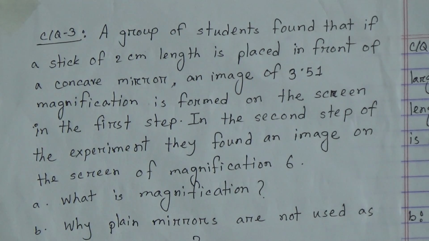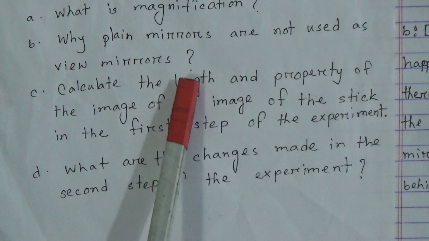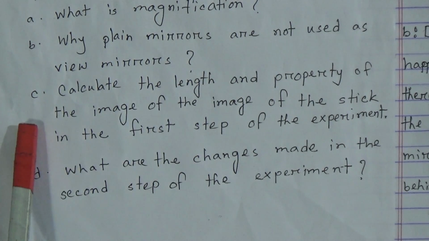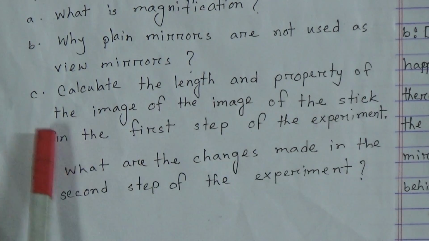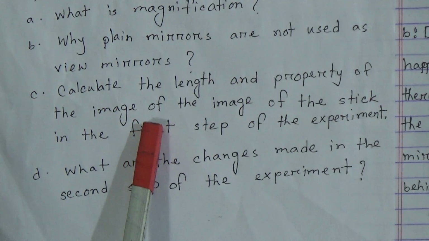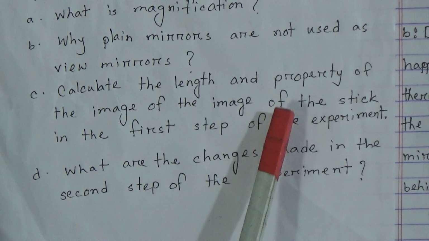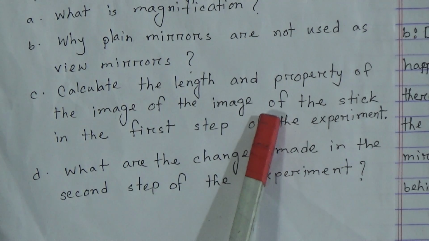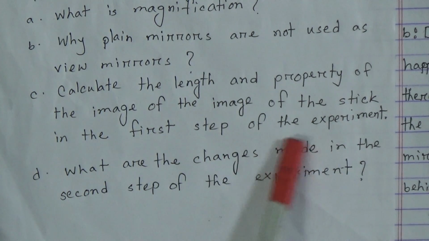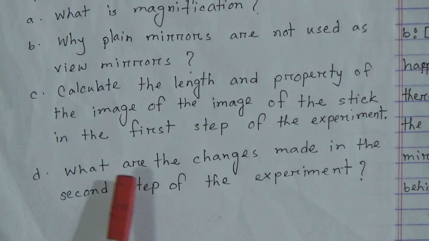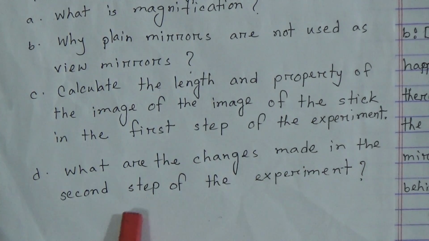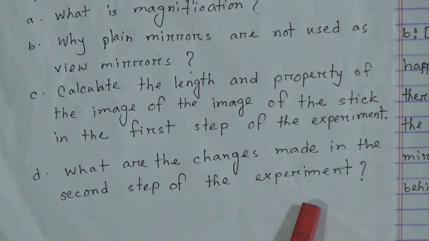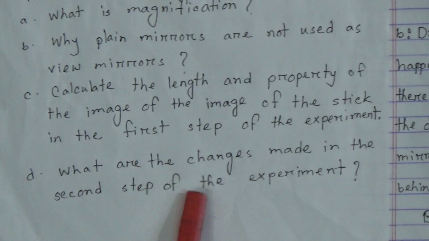Now see what's the question. Question number A, what is magnification? Number B, why plane mirrors are not used as view mirrors? And number C, calculate the length and property of the image of the stick in the first step of the experiment. Number D, what are the changes made in the second step of the experiment?